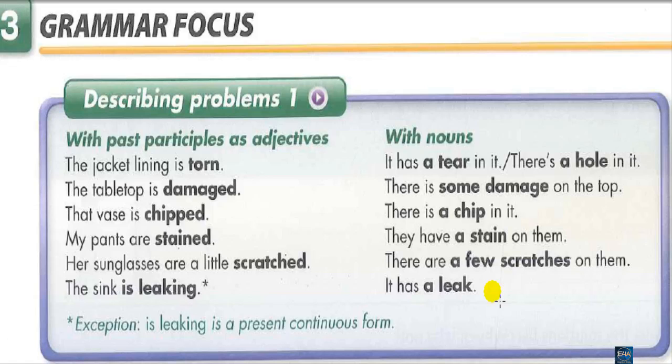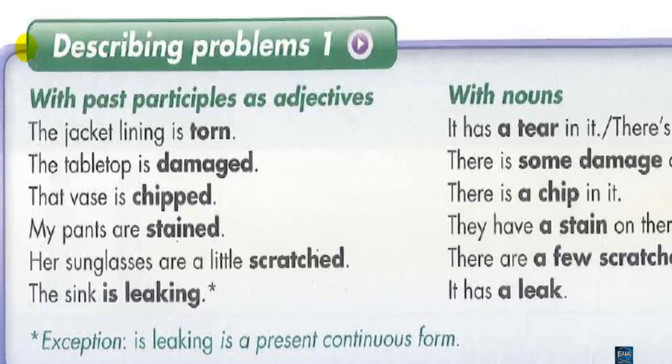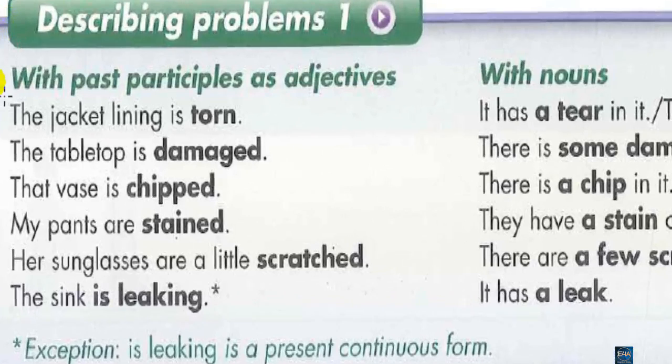Page 37, Exercise 3, Grammar Focus. Describing Problems. 1. With past participles as adjectives. The jacket lining is torn. The tabletop is damaged. That vase is chipped. My pants are stained. Her sunglasses are a little scratched. The sink is leaking. Exception: is leaking is a present continuous form.